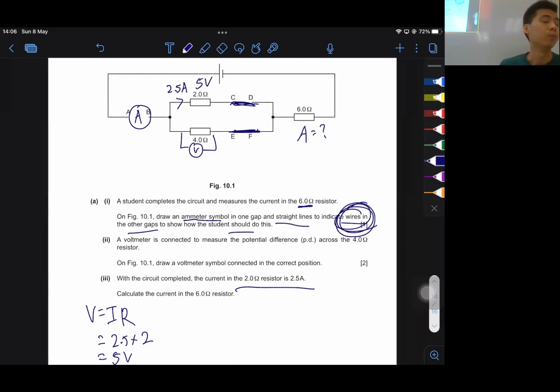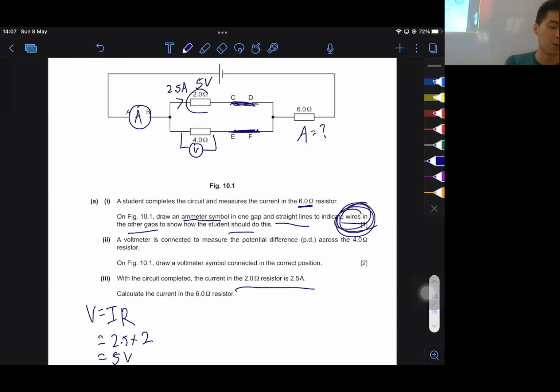And the 4 ohm resistor will get how much voltage? How much voltage will the 4 ohm resistor get if there's 5 volts in the 2 ohm resistor? Sorry, how much voltage will the 4 ohm resistor have? This is a Russian roulette game, really. Is it spin the wheel and then blabber out some numbers?